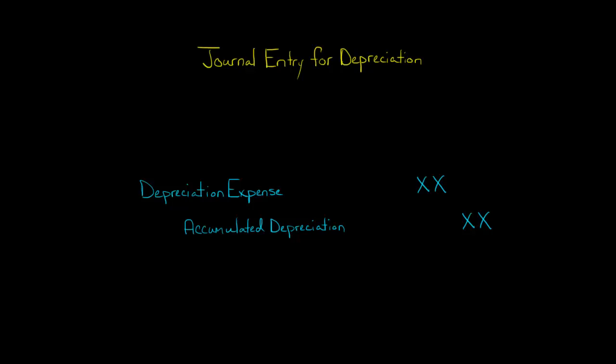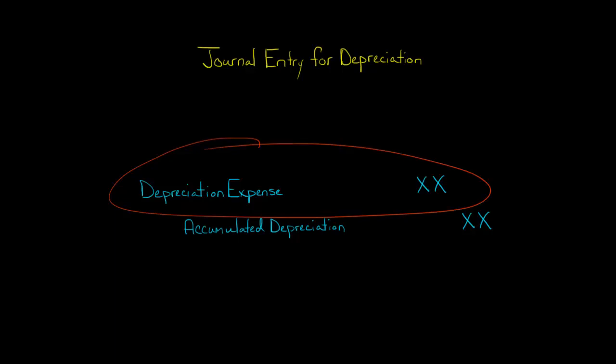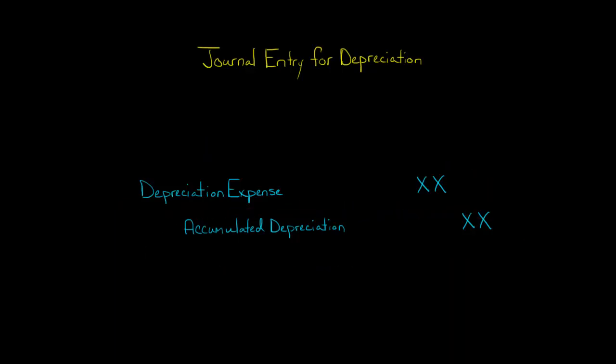In this video, I'm going to show you the journal entry to record depreciation. So you're going to debit depreciation expense and you're going to credit accumulated depreciation. Depreciation expense is going to go on the income statement. It's going to be an operating expense, so it's going to reduce net income, and therefore it's also going to reduce stockholders' equity on the balance sheet.